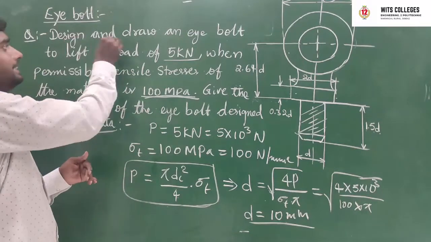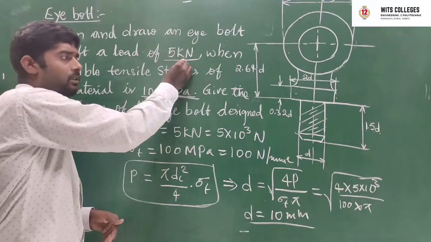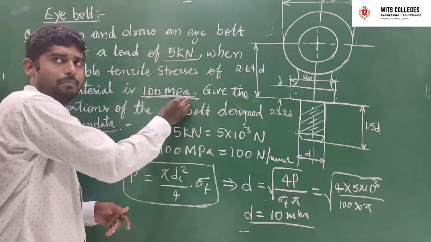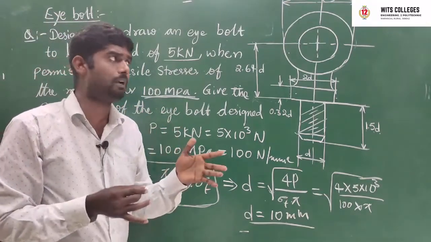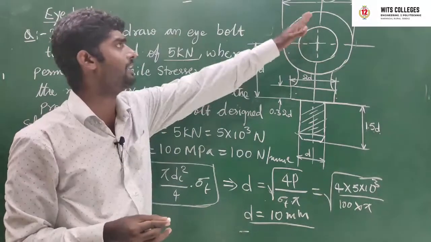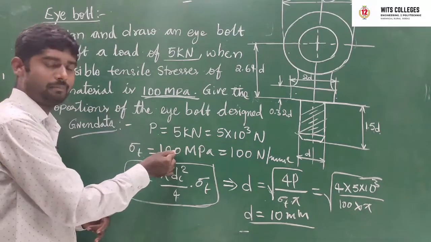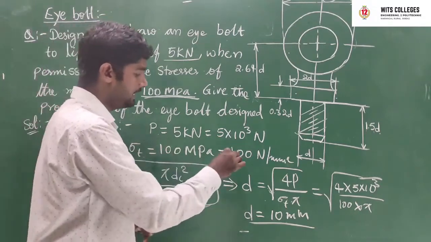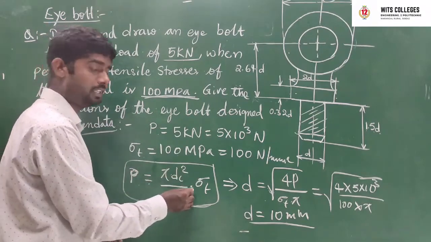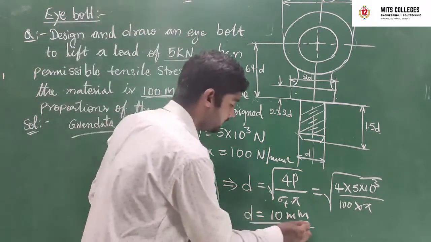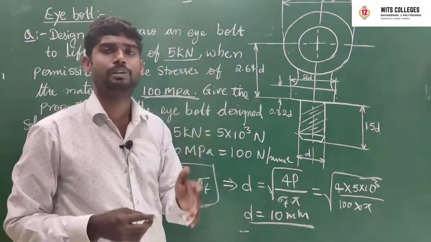Again, design of the eye bolt: draw the eye bolt where the load is 5 kilonewtons and the stress is 100 megapascal. Using this given data, find the proportions. For any proportions, first find D, then go for the proportions. Substitute P equal to 5 kilonewtons and sigma t equal to 100 megapascal in P equal to pi d square by 4 into sigma t. D is approximately 10 mm. This is one of the important problems.